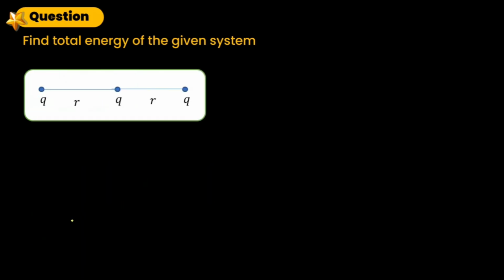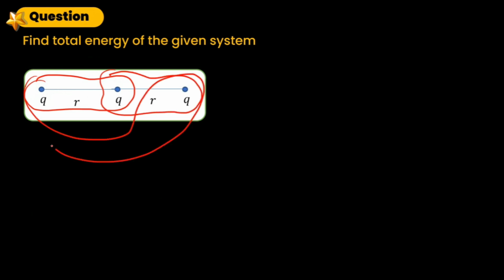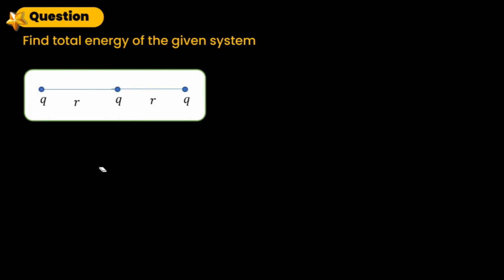Now, another system, again, we have to find out the total energy of the system. Now, how are we going to do this? That is an important and interesting question. As the system has three charges placed in a straight line, when we form the pairs of charges, the first pair is this, the second pair is this, but the third pair is this, the first and third charge. This is what you have to understand here.